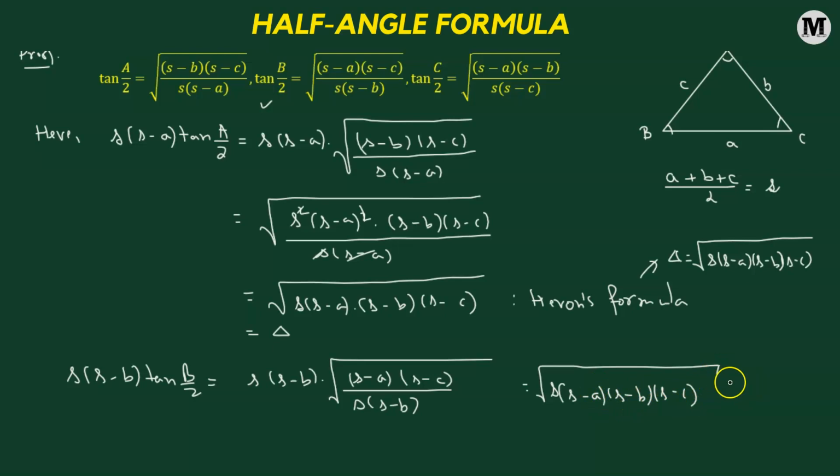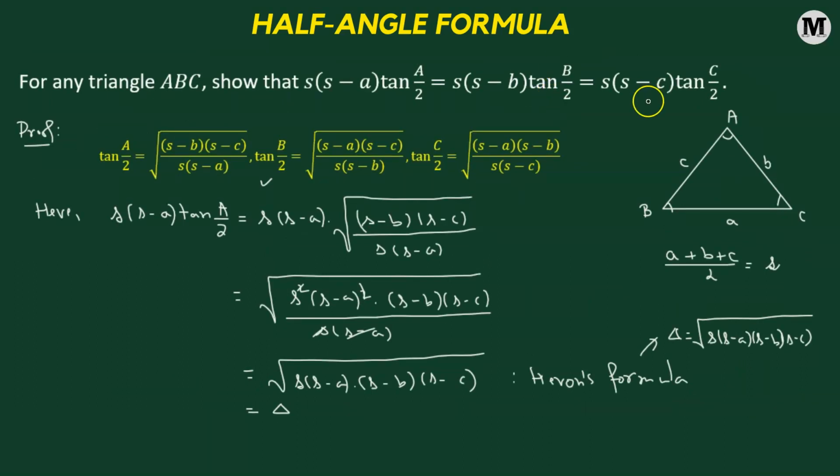We can say this is simply going to be equal to the area of the triangle, and we can also show that s(s − c) tan(C/2), this particular expression, is also going to be equivalent to the area of the triangle. So we have successfully shown that all these three expressions are the area of the triangle, so that means they are going to be equal, hence proved.